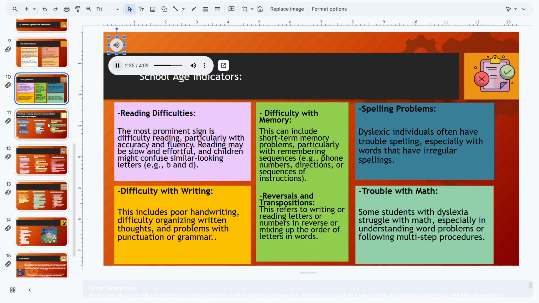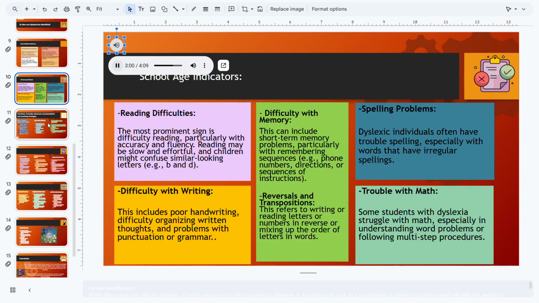This is assessing how well someone can manipulate the sounds in words, for example, rhyming, blending, or segmenting. They can also look at reading and writing tests. This is evaluating the reading fluency, comprehension, and also writing skills. Cognitive assessments, such as evaluating intelligence and cognitive skills, can rule out other conditions.